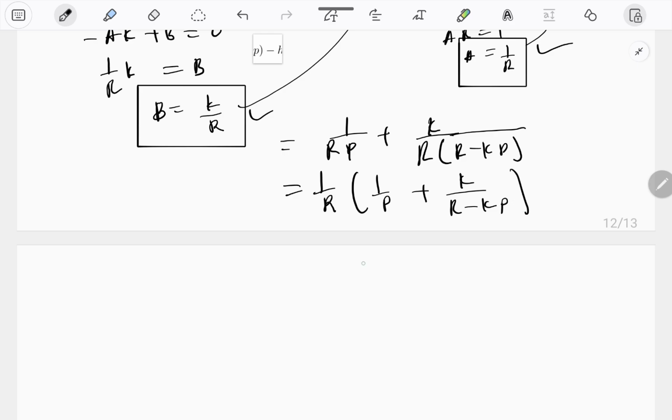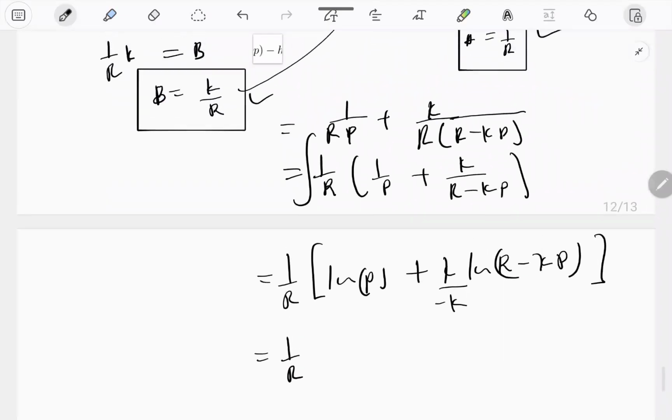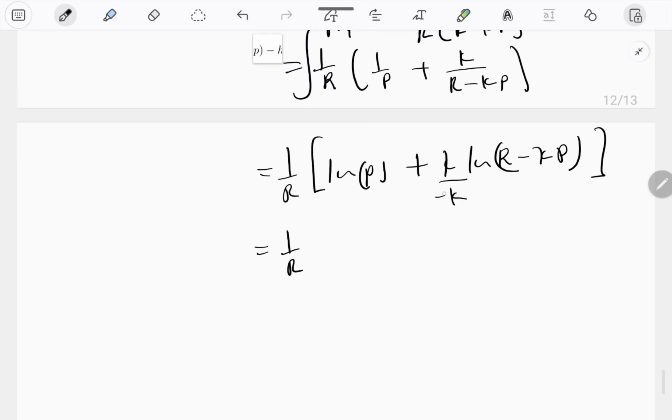That's a P. Cool. Then the goal is to integrate this, and I can still take the R outside. If I integrate that, I'll be left with ln P. And if I integrate that, I'll be left with K ln (R minus KP) all divided by negative K. Then I'll be left with R. This one will cancel that one, that will be minus.